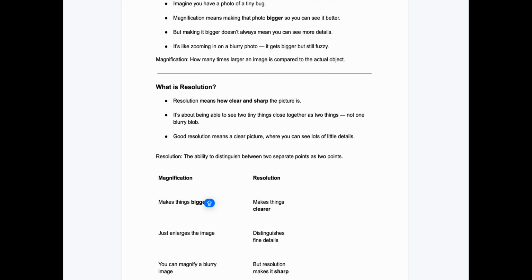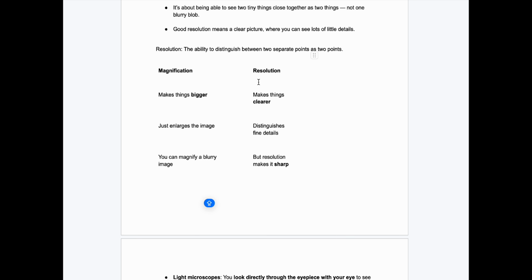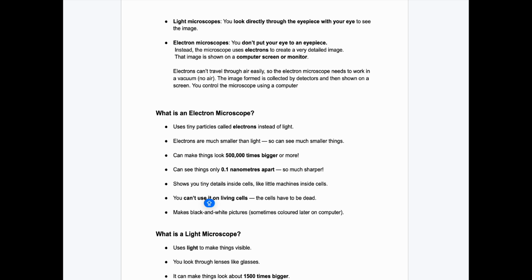But it's fairly simple. We need to look at the differences between magnification and resolution. Magnification makes things look bigger. Resolution makes things look clear and sharp, right? So magnification essentially enlarges the image, whereas resolution distinguishes the fine details. You can magnify a blurry image, but resolution makes it sharp in details, right? So it's very simple. And now we're going to go into a new term, which is electron microscopes.